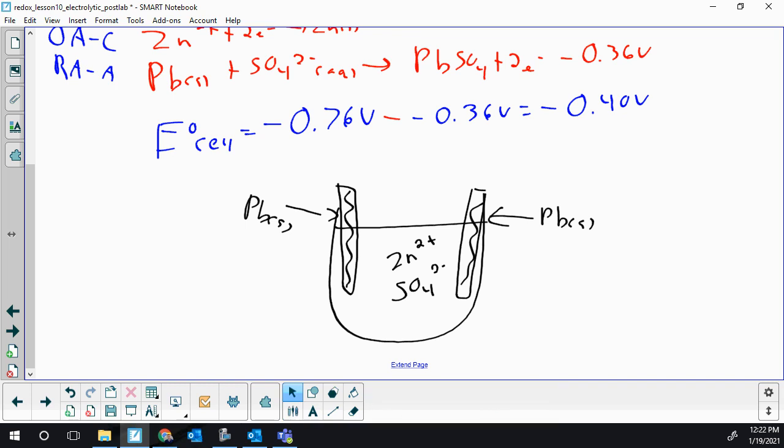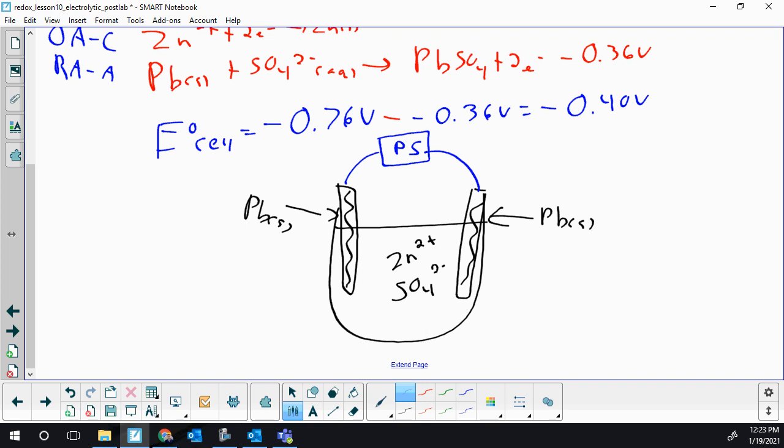I need an external cell. If I ask you to draw this, you must include a power supply. It's non-spontaneous, so you need a battery. I'm putting PS for power supply. And let's label a little bit of the chemistry.